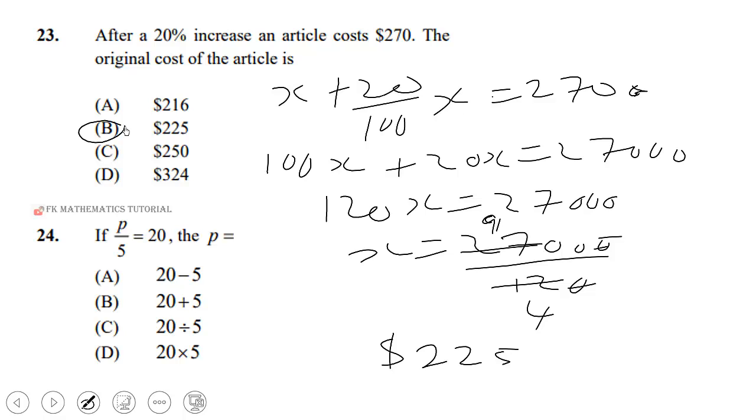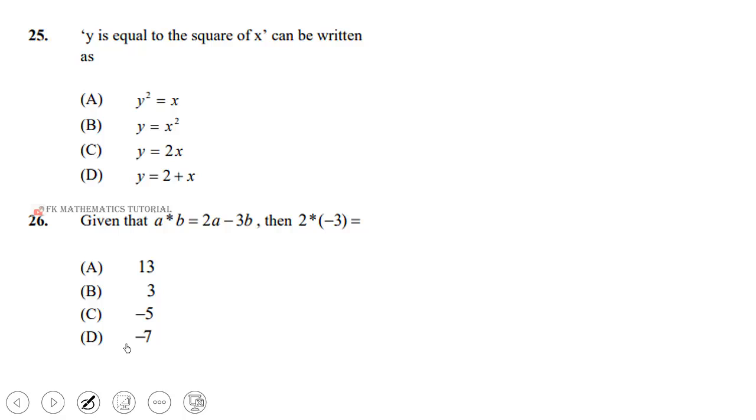If P over 5 is equal to 20, then P is equal to, so you multiply both sides by 5. So P will be equal to 20 times 5. Y is equal to the square of x can be written as y equals x squared, which is B.